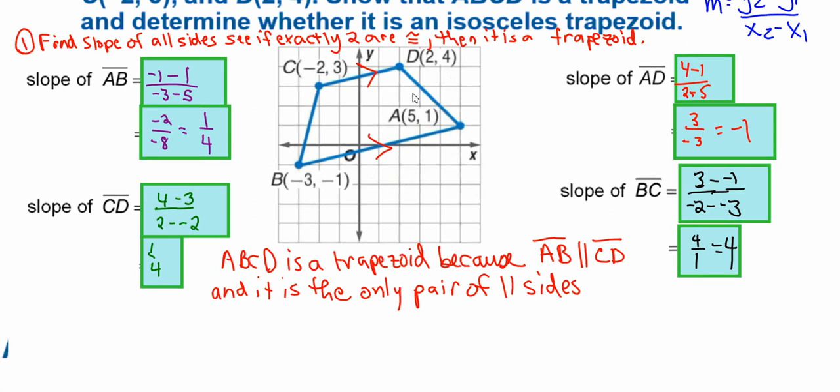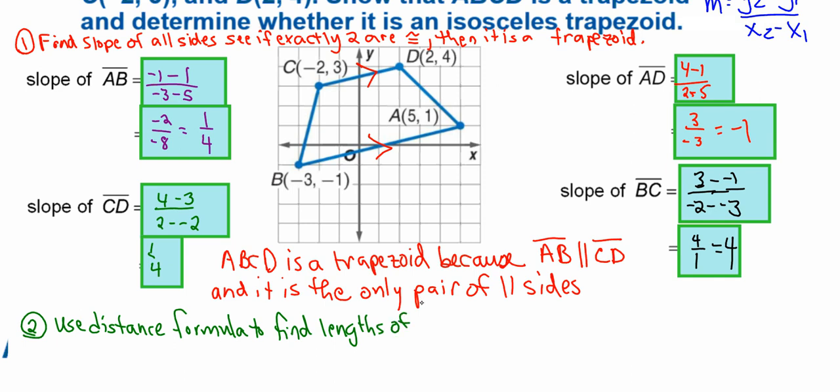So part 2 is to use the distance formula to find the lengths of the legs. And so we have to identify what the legs are. We know these two sides are parallel, so the legs have to be these sides as we look at that. So just a reminder of our distance formula: D equals the square root of (x2 minus x1) squared plus (y2 minus y1) squared.